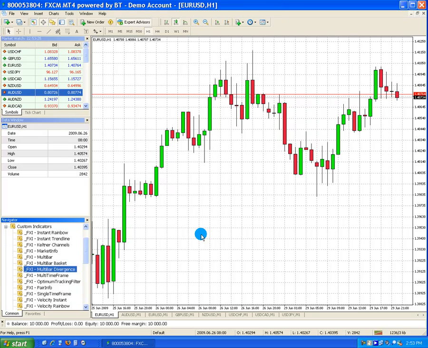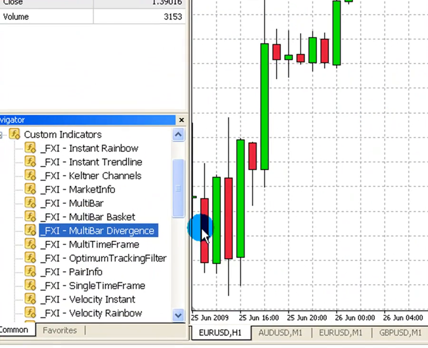The multi-bar divergence indicator will plot the momentum or velocity of the currency in question, in this case the euro dollar, and then compare it to the momentum of the internal strength of the euro versus the dollar. This way you can see if the internal strength of the euro dollar is matched by the actual price movement of the euro dollar. So let's go ahead and take a look at what that looks like.